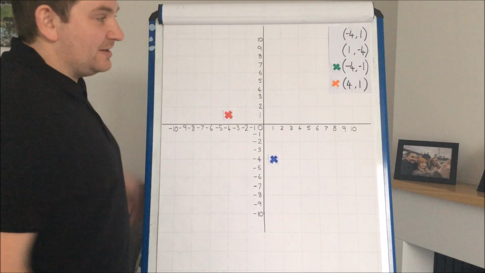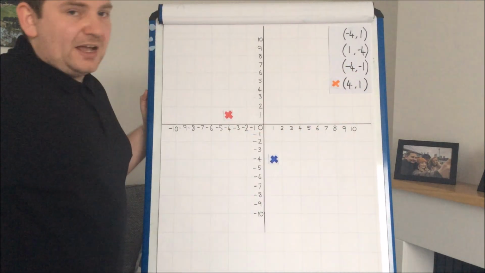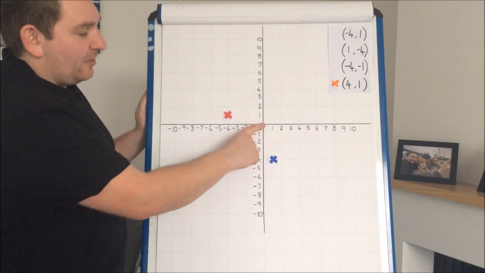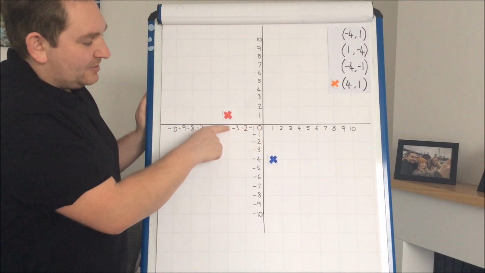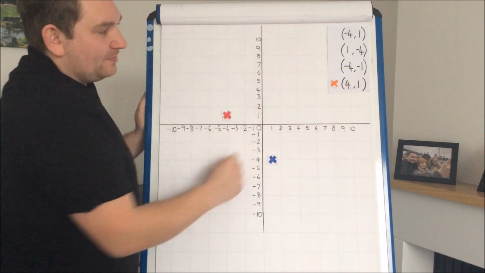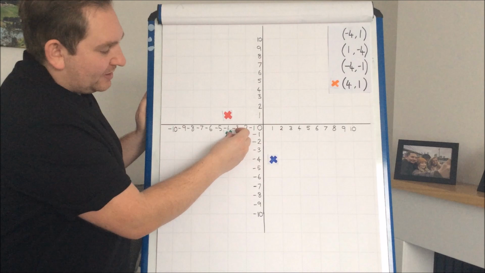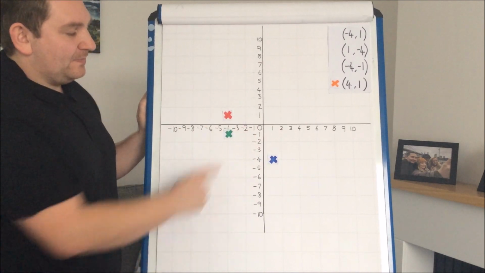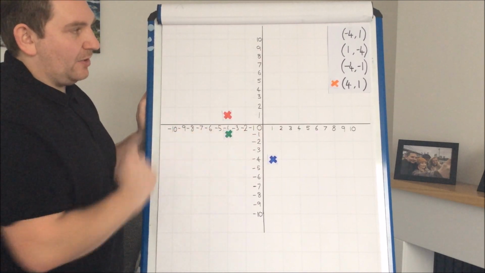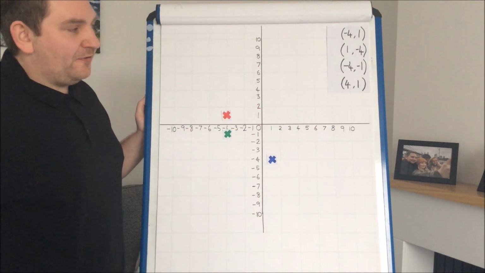Okay, let's go through those answers. The green cross is negative 4, negative 1. So we are going to go along the x-axis to negative 4, and then we are at negative 1, so we are going down the y-axis, which tells us that the green cross should be about there. Negative 4, negative 1.